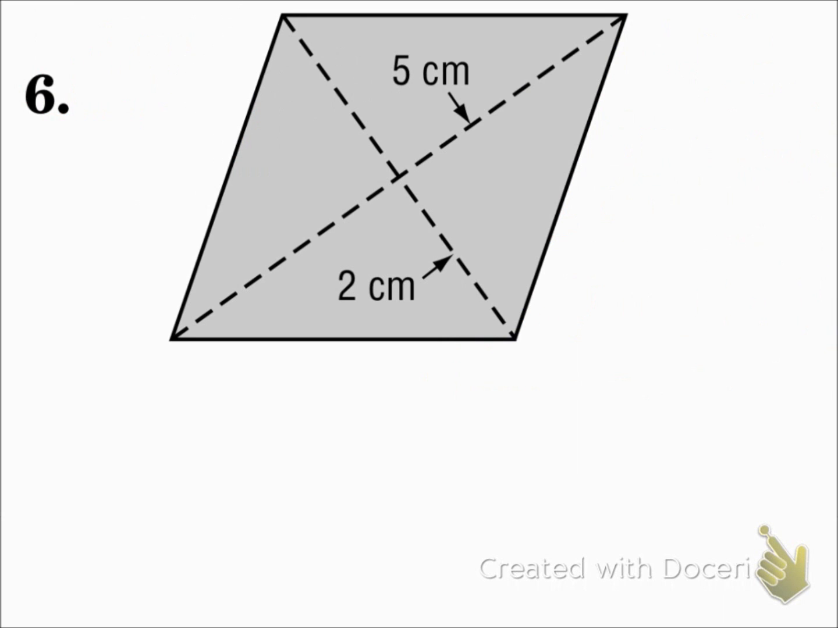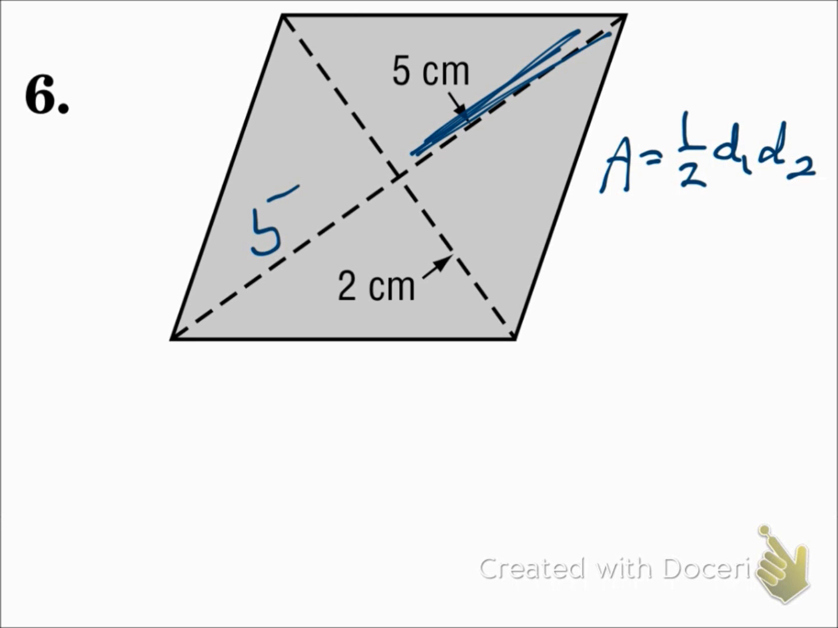For number 6, we have a rhombus. Area is half diagonal 1 times diagonal 2. Well, we only know part of the diagonals. Remember, in a rhombus, the diagonals are cut in half. So if this part's 5, the other part's also 5. And if this one's 2, the other one is also 2.